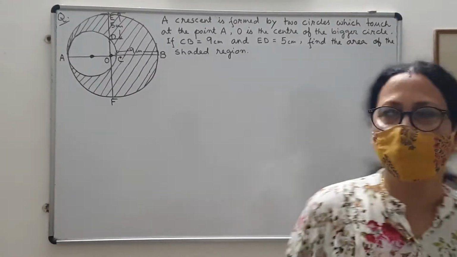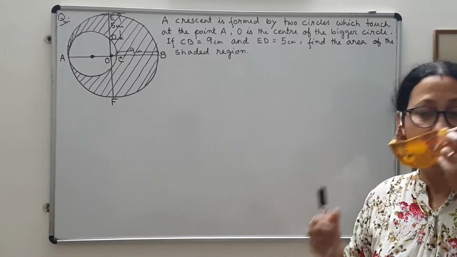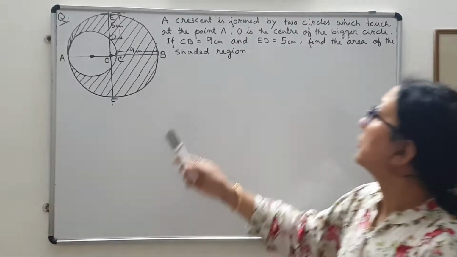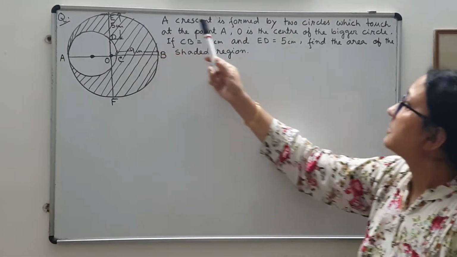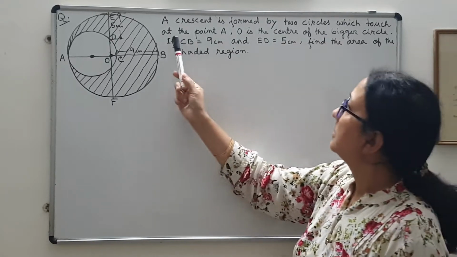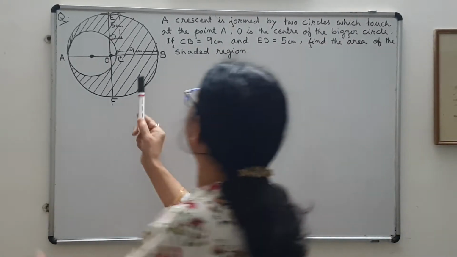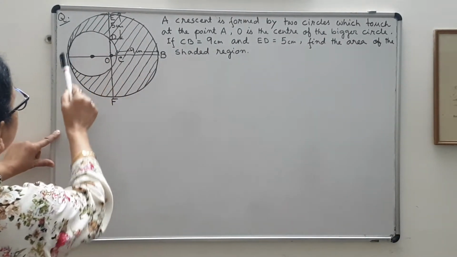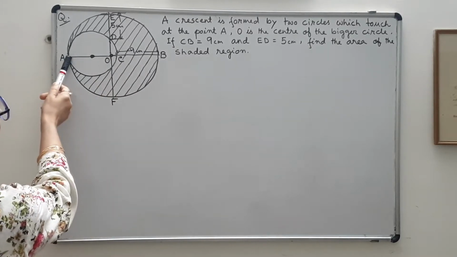Hi everyone. So today I'll be solving a question. Let me open this up. So the question is, as you see, a crescent is formed by two circles which touch at the point A. As you see, this is the bigger circle and the inner circle, and this is the point of contact.